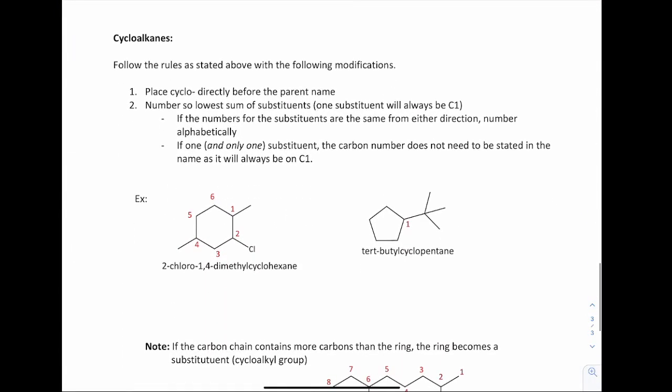This one's on cycloalkanes. So we're going to do this similar to what we did last time. I'm going to read through the rules and then I'll go back to the whiteboard and we'll do some examples. So naming cycloalkanes is going to be very similar to naming straight chain alkanes with just a couple little differences. The first one, we have to indicate that it's cyclic. So we're going to put cyclo right before the parent name.